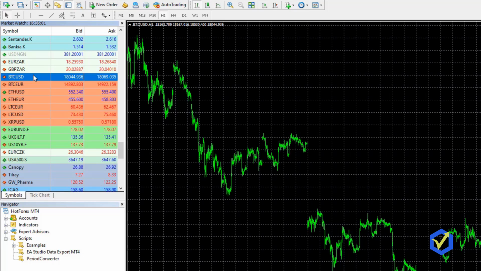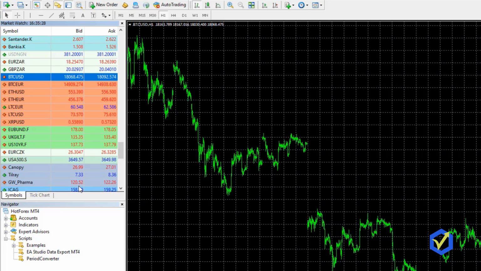But in this course, I'm focusing on Bitcoin, and I personally trade Bitcoin with robots because it's the most volatile asset, and this is where we can maximize the profits when we are trading volatile assets, and Bitcoin versus the American dollar is definitely one of the most volatile assets.